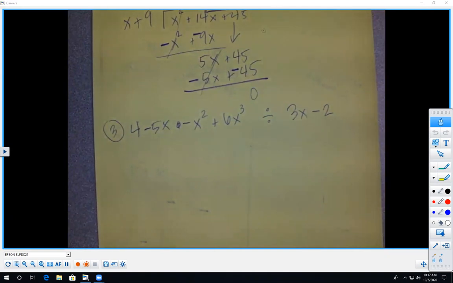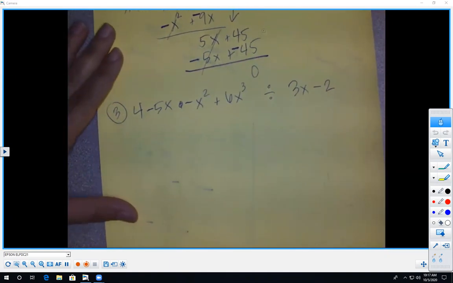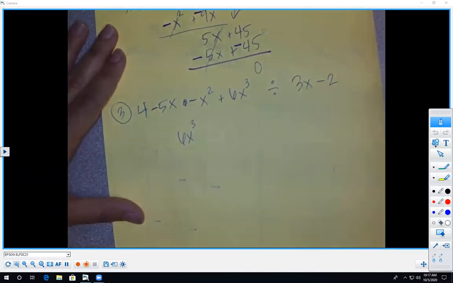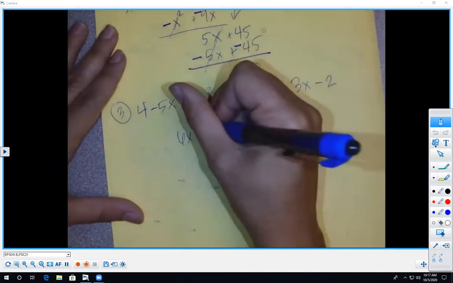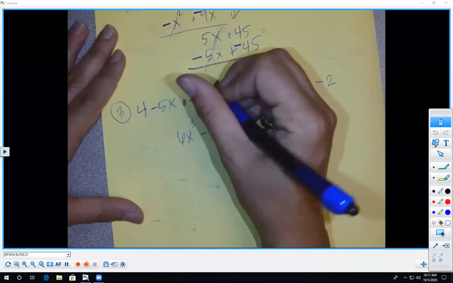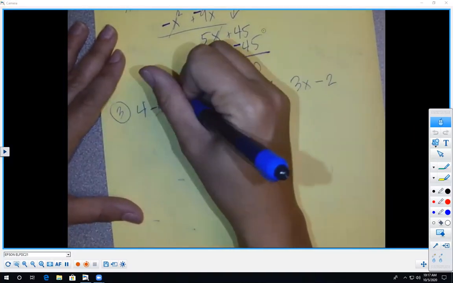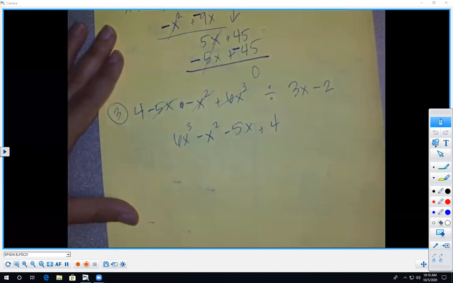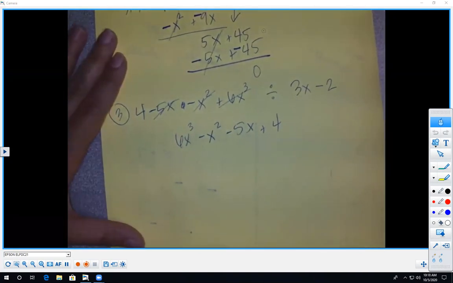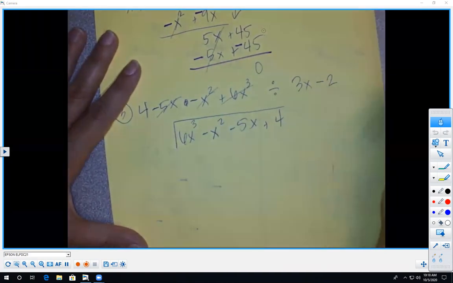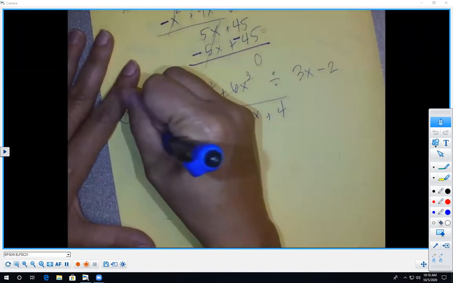Okay, first thing we need to do is put it in descending order. What's your first or your highest term? 6x to the third power. What's the next one going to be? Minus x squared. And then minus 5x. And then plus 4. I'm going to put that in my division bar. And on the outside is going to be 3x minus 2.